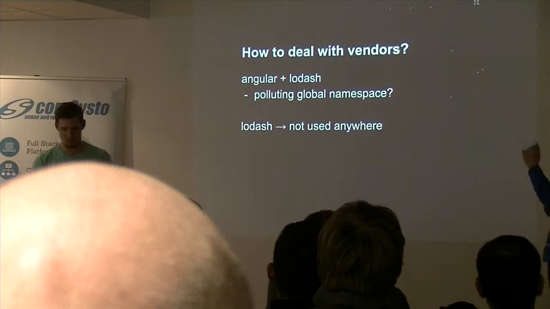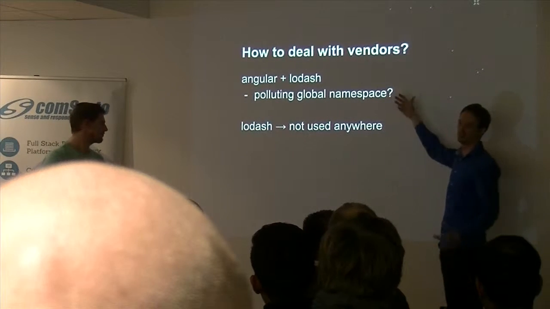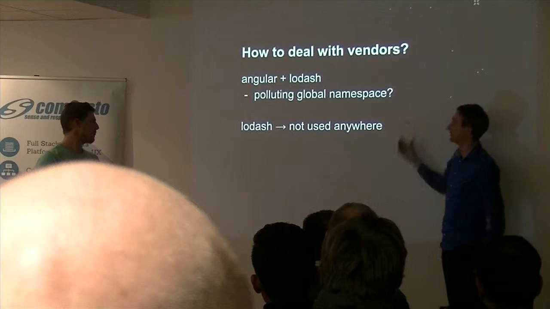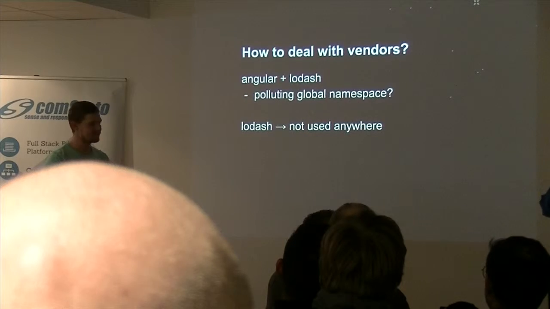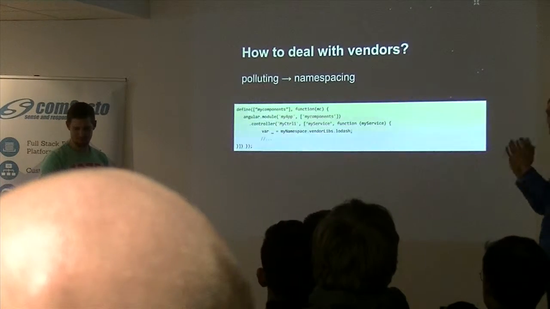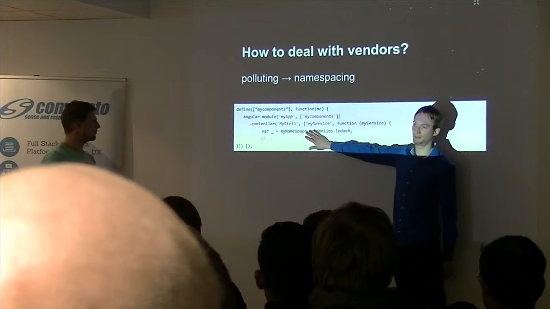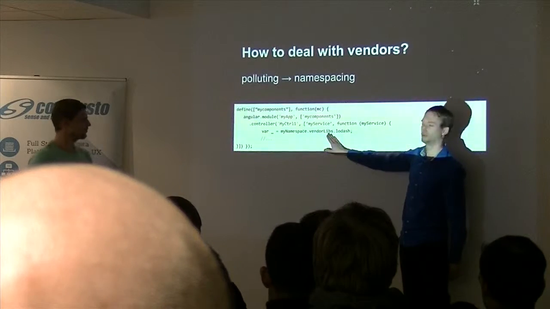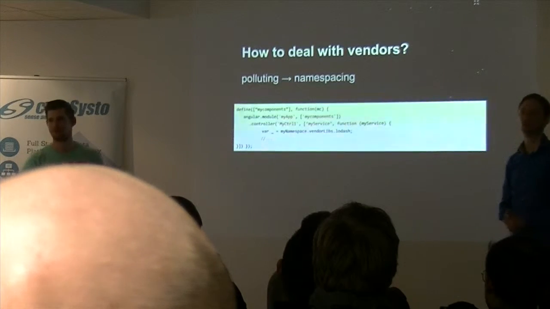So one critique from Johannes was that it's polluting the global namespace, right? As Johannes already mentioned, and Lodash is not used anymore. So how do we overcome this? One could be to introduce some app-specific namespace, and for the vendor libraries you access Lodash through it. This would solve the global namespace issue.